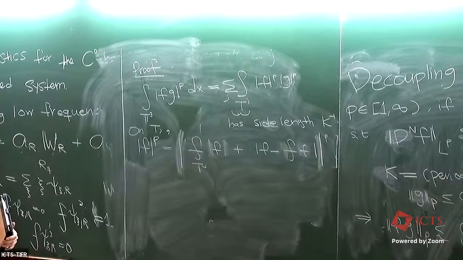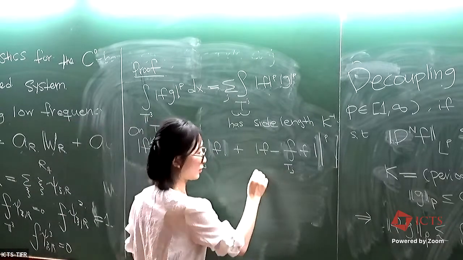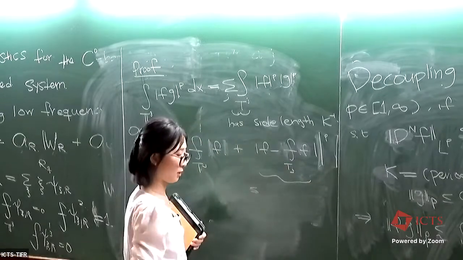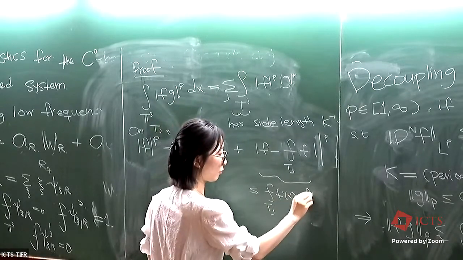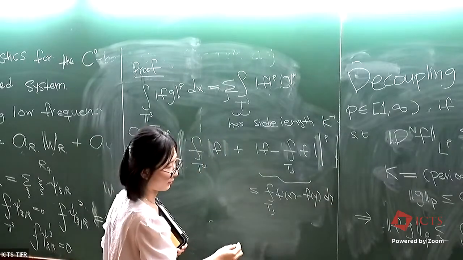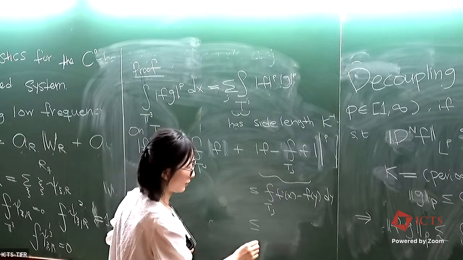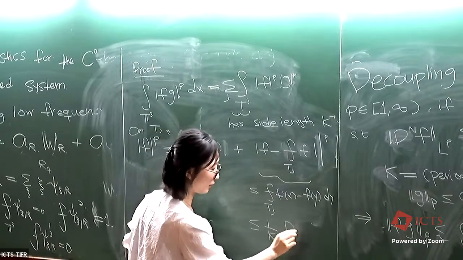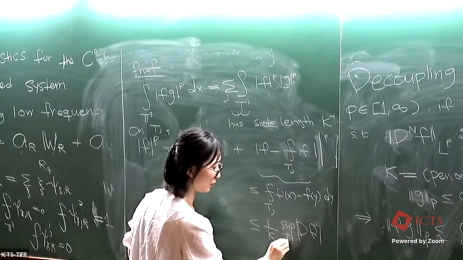And then you can show that this is actually small because, if you write this as the integral over T_j of f(x) minus f(y) dy, and then use just the mean value theorem, this can be bounded by 1 over kappa times the derivative of f in T_j.